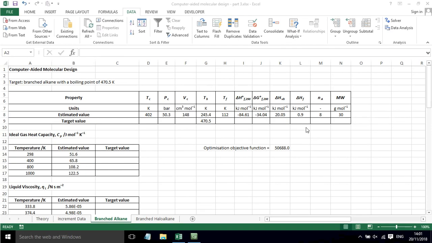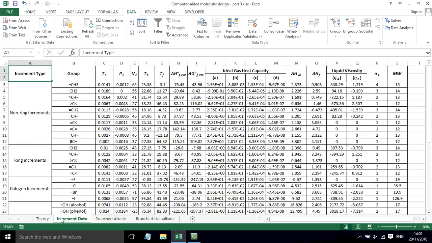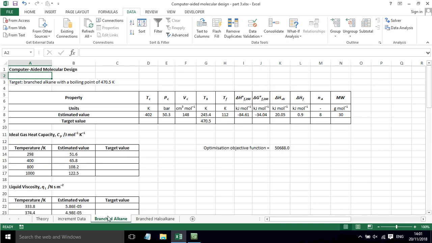In this screencast we're going to continue with the theme of computer-aided molecular design. We're going to stick with the group contribution methods by Joback and Reid from 1987 with their increment data, and this time we're going to go for something a little bit more complicated. We're going to try and design a branched alkane with a boiling point of 470.5 degrees C.